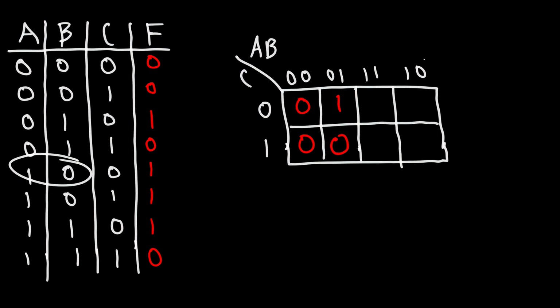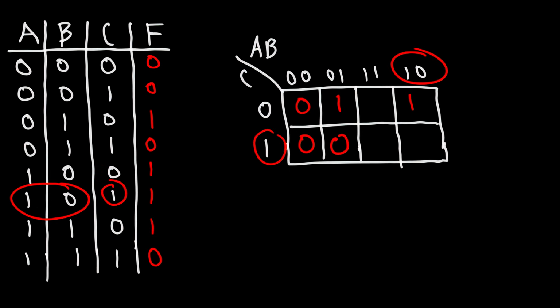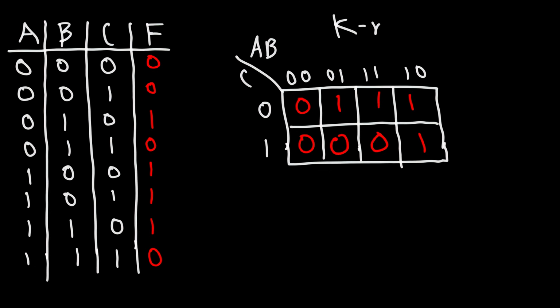Next, AB is 1, 0, so we're dealing with the last column, and C is 0, so the function value is 1. Now for this one, AB is 1, 0 still, C is 1, and the function value is 1. Next, we have AB is 1, 1, so that's the third column, C is 0, and the function value is 1. And for the last one, the function value is 0, where A, B, and C is 1. So that's how we can take the data in a truth table and put it on a Karnaugh map, or for short, we could say K-map.